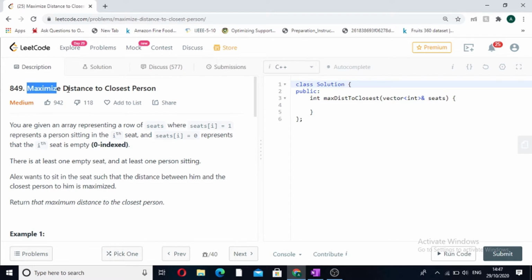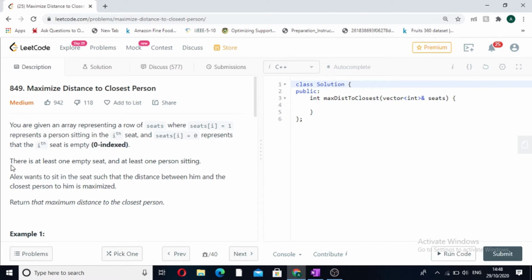Today's question is maximize distance to closest person. In this question, we are given an array representing a row of seats where seats[i] equal to 1 represents a person sitting in the ith seat, and seats[i] equal to 0 represents the ith seat is empty, and they are both 0 indexed.